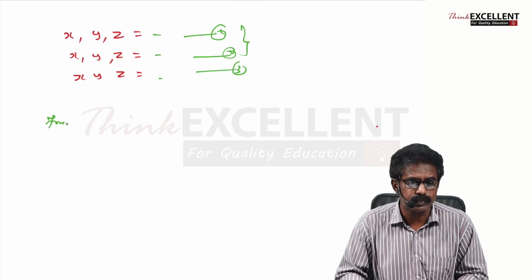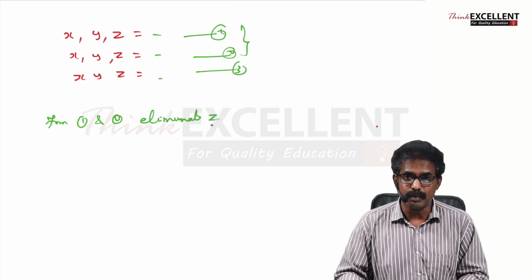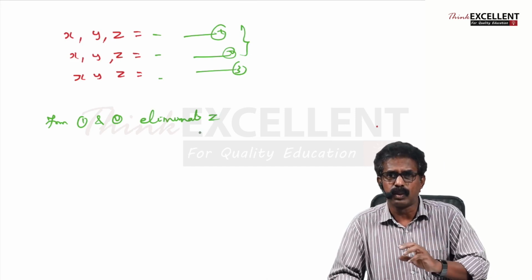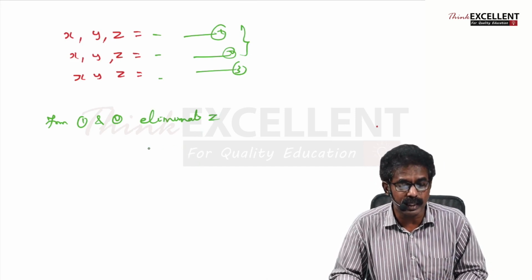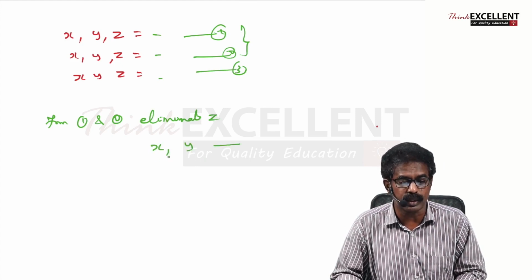So from 1 and 2, for example, z you are eliminating. Now either you subtract or add. You can eliminate z. You will get a new equation in which you have only x and y. That time take it as equation number 4.